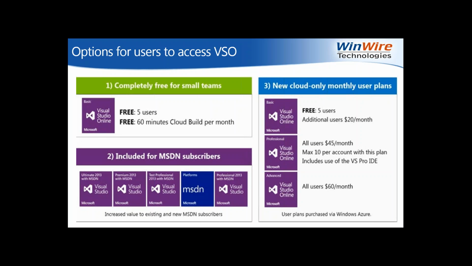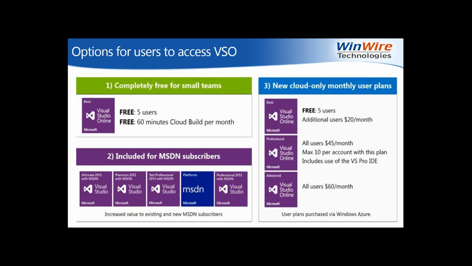The third option is to go for monthly plans. Here there are 3 choices. One is the basic plan, which I told earlier. The first 5 users are free, and thereafter you have to pay like $20 per month sort of thing. Then there is a professional plan. Here you can have a maximum of 10 accounts, and there is an advanced plan which has features like chart authoring, agile portfolio management, etc. So these are the various options in which we can access Visual Studio Online.